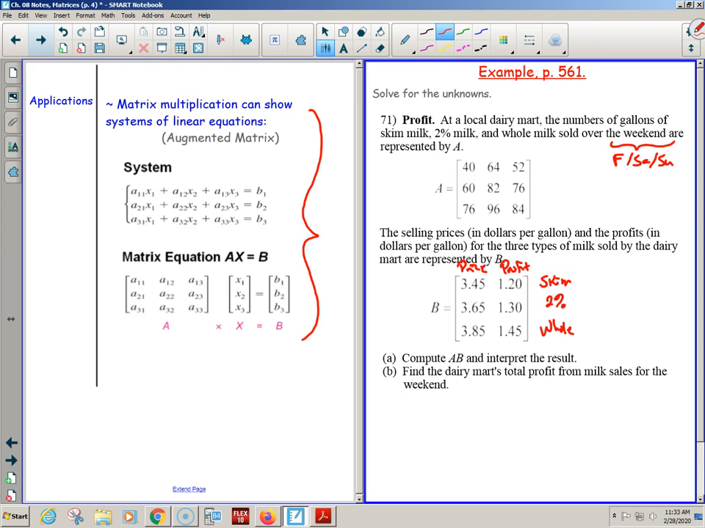Same reason that we'll put Friday, Saturday, Sunday in that order, because it's chronological. We'll assume the skim, 2%, and whole is purposeful in how they order it. Same thing with selling price and profit. Well, that would make sense.